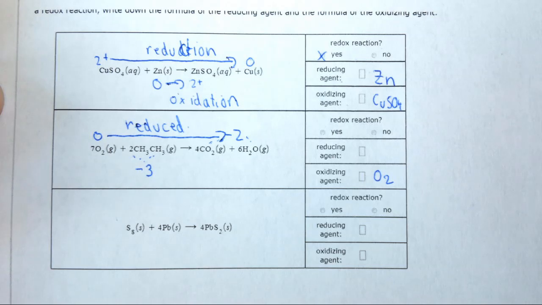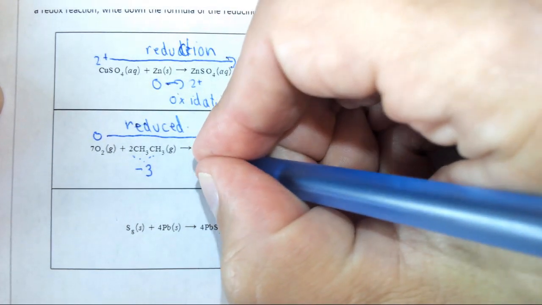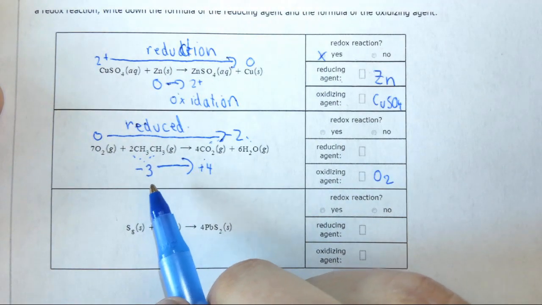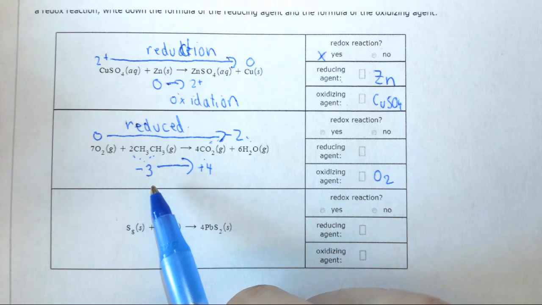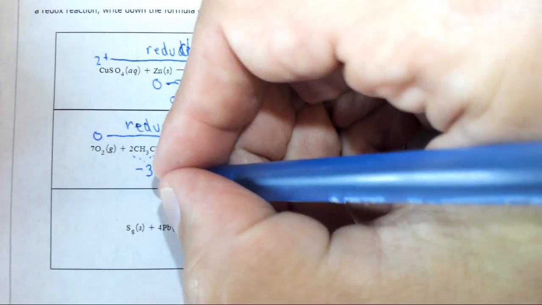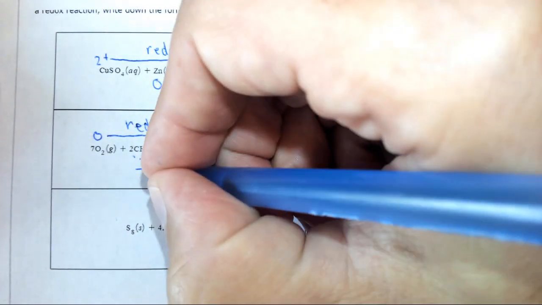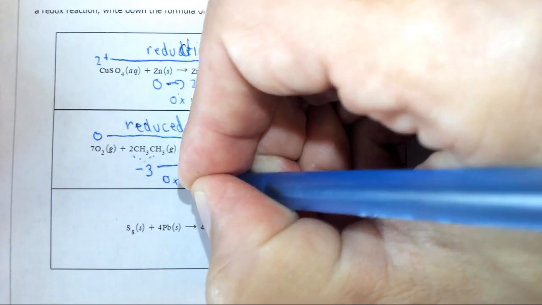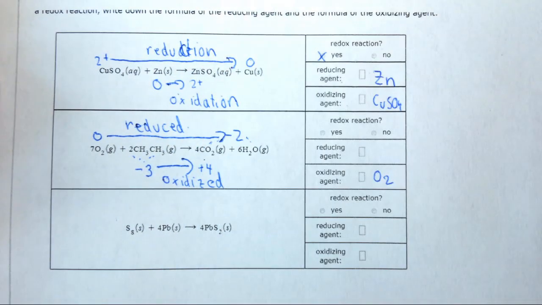If we look at carbon here, in both these cases, the carbon's oxidation state is -3. And over here, in carbon dioxide, it's +4. So it has lost electrons, going from -3 to +4. So it is oxidized, where oxidation has occurred, so it is the reducing agent.